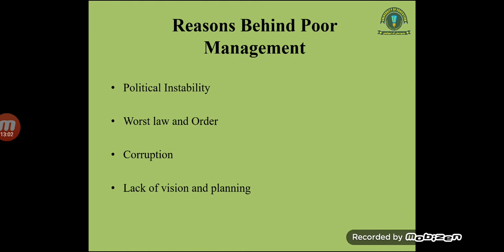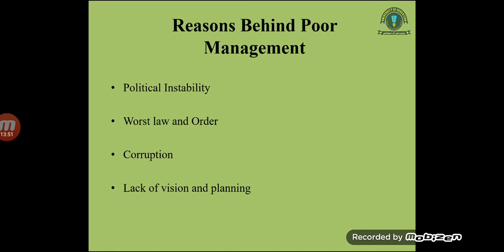Political instability is also because of corruption, and these things also created problems, or we can say they are reasons behind the poor management. Lack of vision and planning. There is another factor, the lack of vision and planning. If we see the natural resources, minerals also exist in Balochistan and Sindh at a broad level, but there is a lack of planning and vision. That's why the government did not pay attention to them.